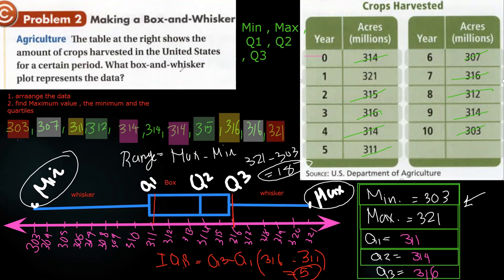Miss, I didn't understand how we found the IQR. IQR, its formula is Q3 minus Q1. Where's the Q3? Q3, 316. Bravo. And the Q1? 311. Bravo. Now subtract 316 minus 311. The number is 5. This 5 is IQR.